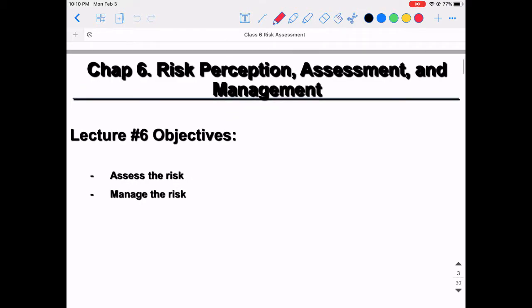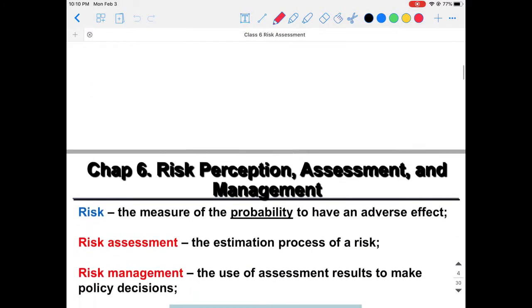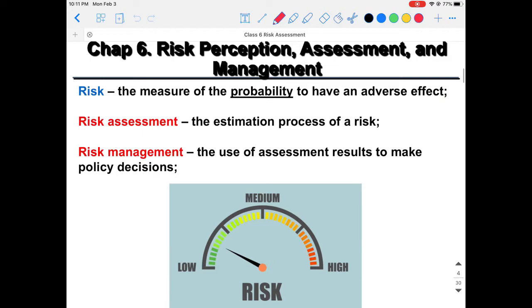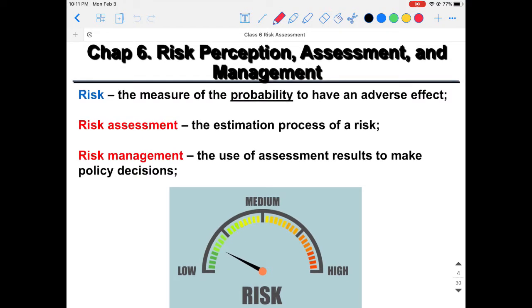Okay, so this class we're going to talk about risk perception, assessment, and management. The objectives of this work are, first, to be able to assess the risk, and also to manage the risk. All right, so what is risk? We hear about risk quite a lot. By definition, risk is the measure of the probability of an adverse effect.